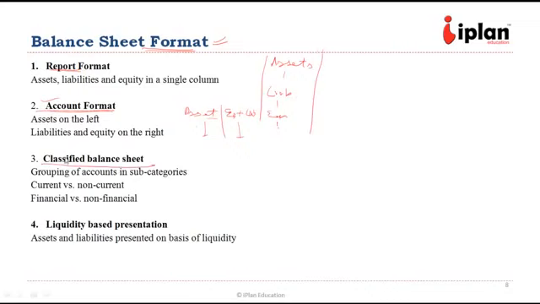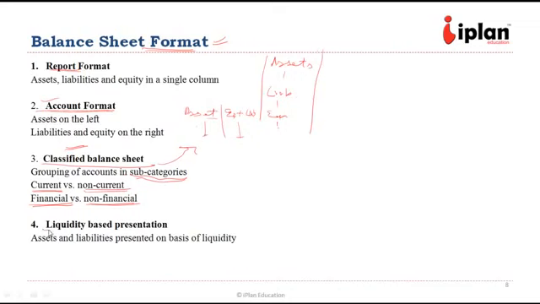Third format is the classified balance sheet. So it might be the same as account format. The only difference is we are putting various items into subcategories, such as the current assets and non-current assets will be put separately. Similarly, current liabilities and non-current liabilities will be put separately. Financial assets and non-financial assets will be put separately. So we have subcategorization in a classified balance sheet. So that will give us more information within one category.